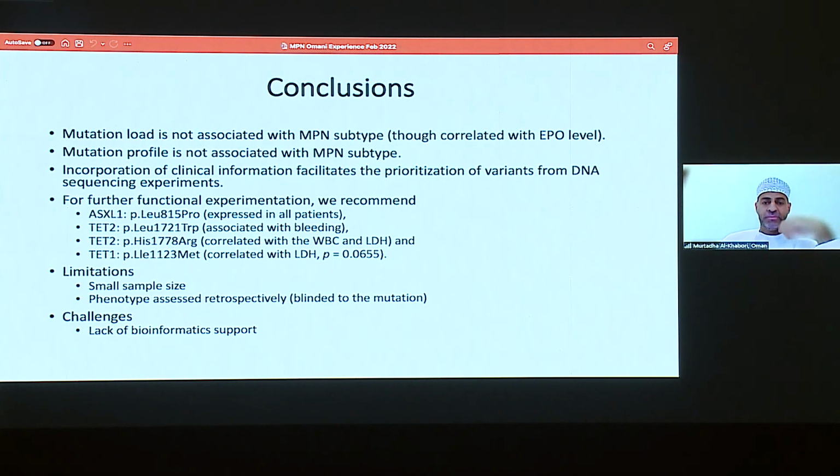So the conclusion of this study is that mutation load is not associated with MPN subtypes, though it did correlate with the EPO level. Mutation profile is not associated with the MPN subtypes. Incorporation of the clinical information did facilitate some of the prioritization of the variants from the DNA sequencing experiments. We did find a few variants that did correlate with some of the clinical information, though there is an issue of multiple testing, specifically in this small study.